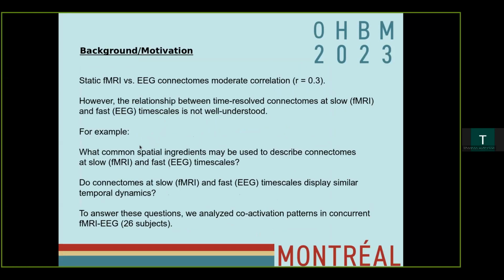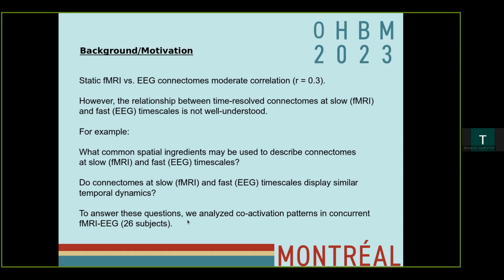So the motivation for this study is the moderate correlation between static and EEG-based connectomes. Although we know there is this robust but moderate correlation, the relationship between time-resolved connectomes at slow and fast timescales is much less well understood. These results pose some questions. For example, what common spatial ingredients are used to describe connectomes at slow and fast timescales? And do connectomes at slow and fast timescales display similar temporal dynamics?